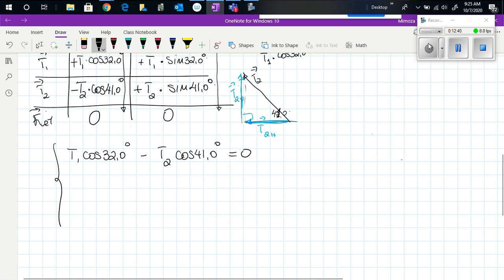And then T1 sine 32 plus T2 sine 41 equals 117.72. Does this make sense?